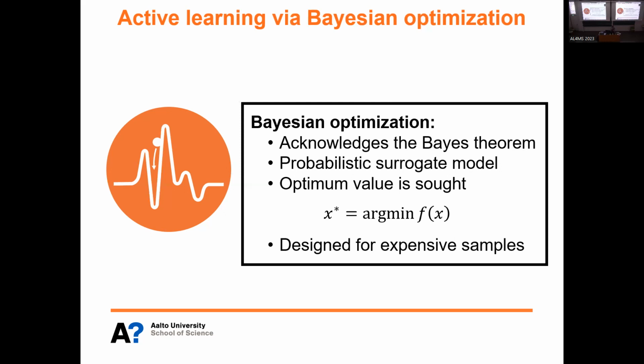And in Bayesian optimization, you are not necessarily trying to learn the problem domain, or learn the best possible model describing the domain. You are actually trying to find the optimum value from the domain with the least possible experiments. And for this reason, it's designed specifically for expensive samples, so when you have an experimental budget that you have to meet.